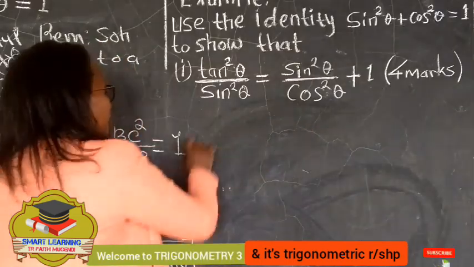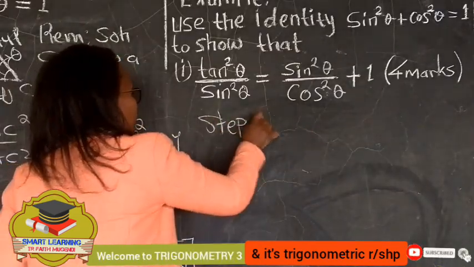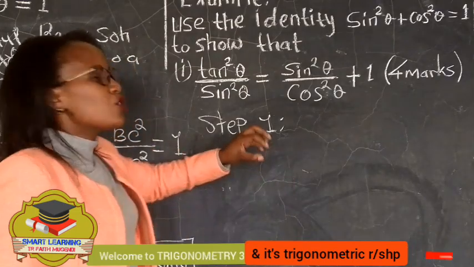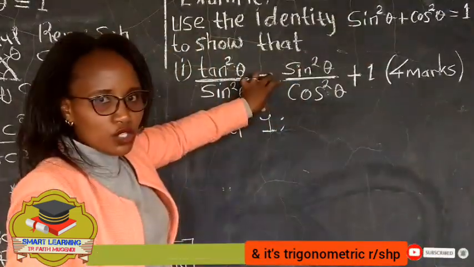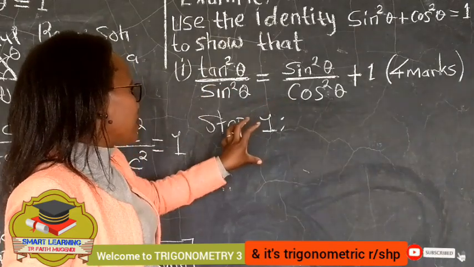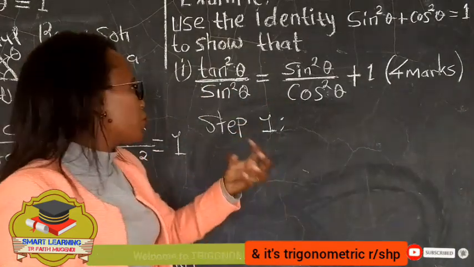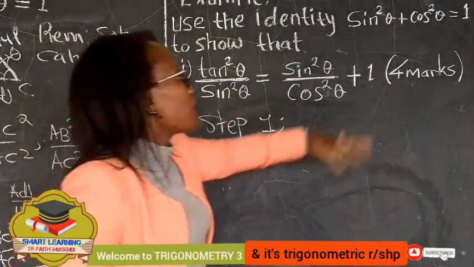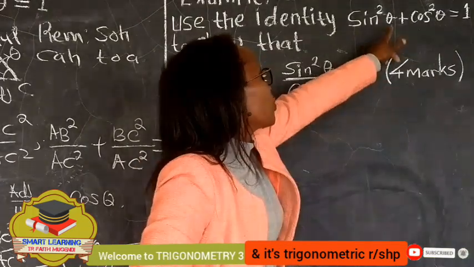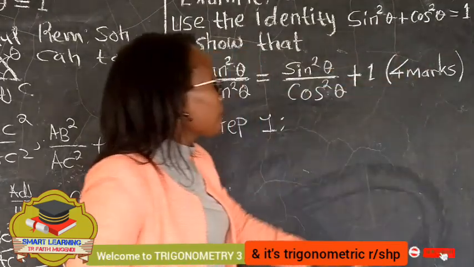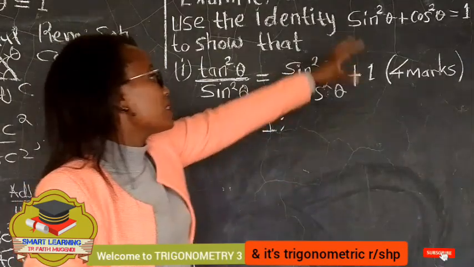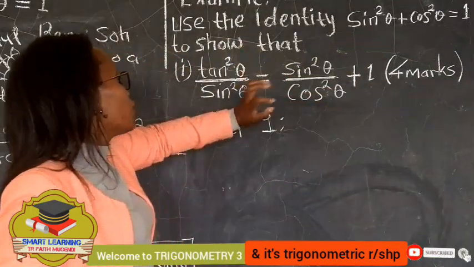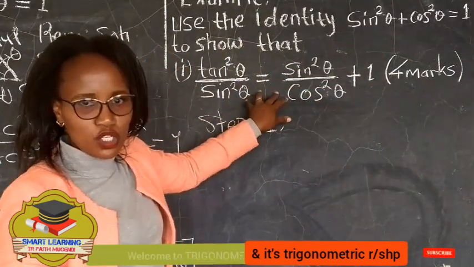So the first step is to substitute this relationship in the equation. But when you look at it, there is no direct substitution. We don't have 1 here, so that we can substitute 1 with sine squared theta plus cos squared theta. There is no other way we can directly substitute this relationship into either side of this equation.